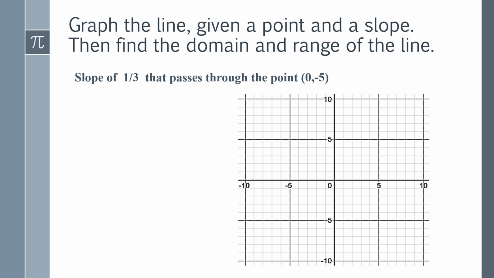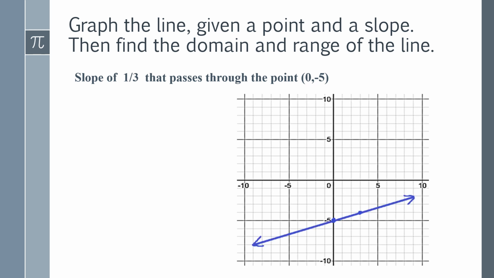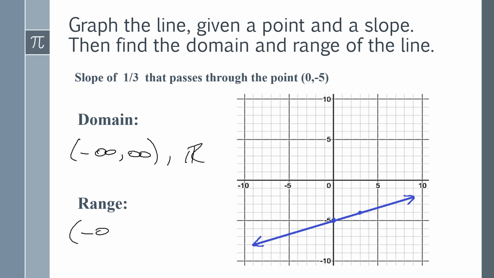Okay, slope of 1/3 that passes through (0, -5). So we go to (0, -5), put a point. Our slope is 1/3, so we go up 1, 3 to the right, plot another point, and then draw our line. Again, the domain hasn't changed. The rule hasn't changed. It's not a vertical or horizontal line. Therefore, it's -infinity to +infinity, or all real numbers. And the range is -infinity to +infinity, or all real numbers.